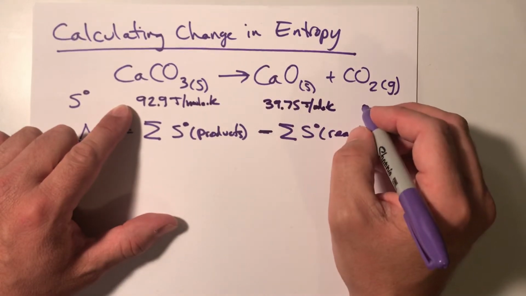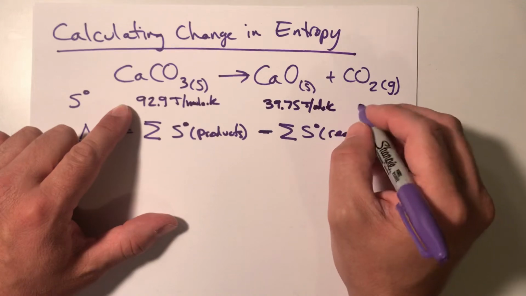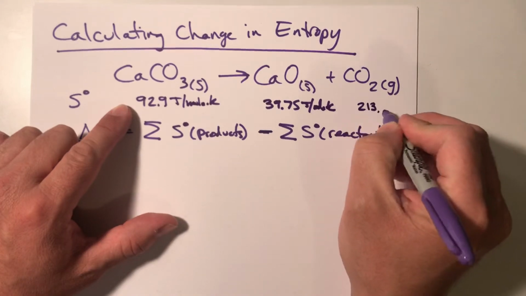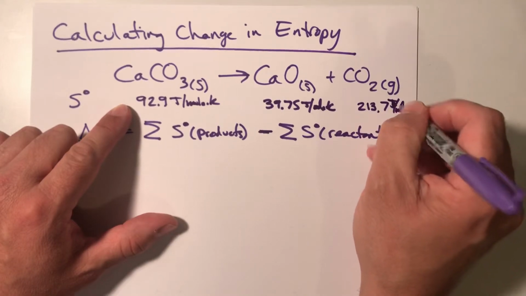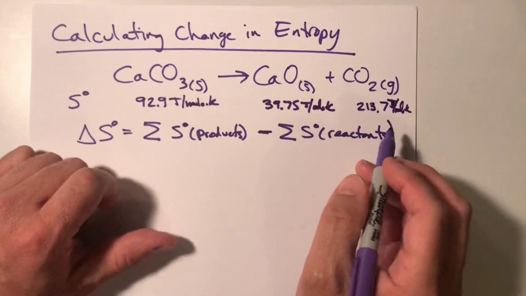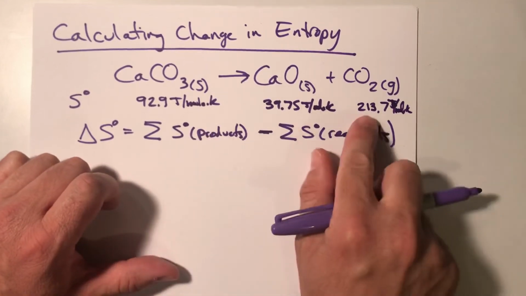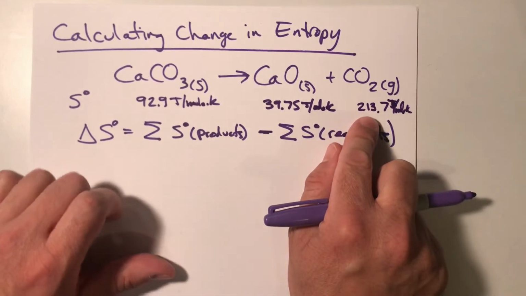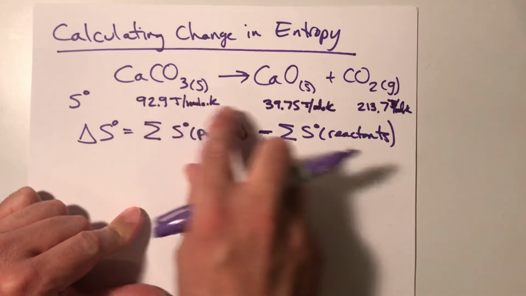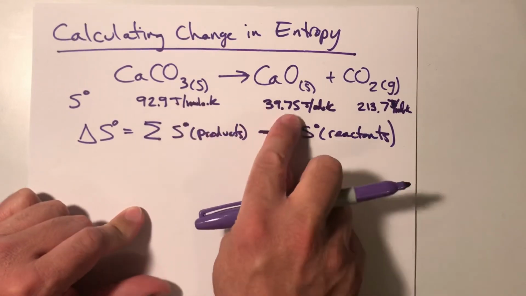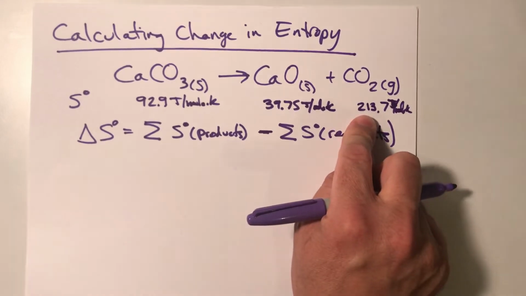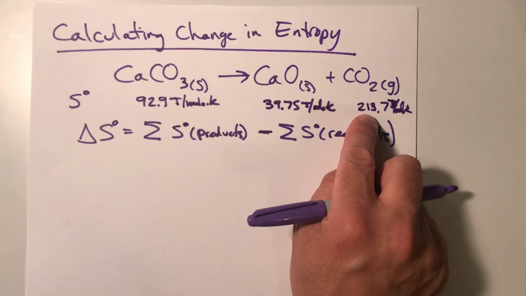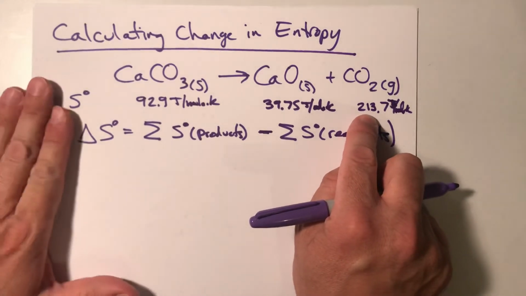And let's see, CO2 is 213.7. Now, there's an interesting point to notice right off the bat, which is that the gas CO2 is more than twice the entropy of either of the solids present. And this is going to generally be the case that gases have the most entropy. And so producing a gas is usually going to lead to a positive delta S, but here we're going to calculate the actual value and make sure.